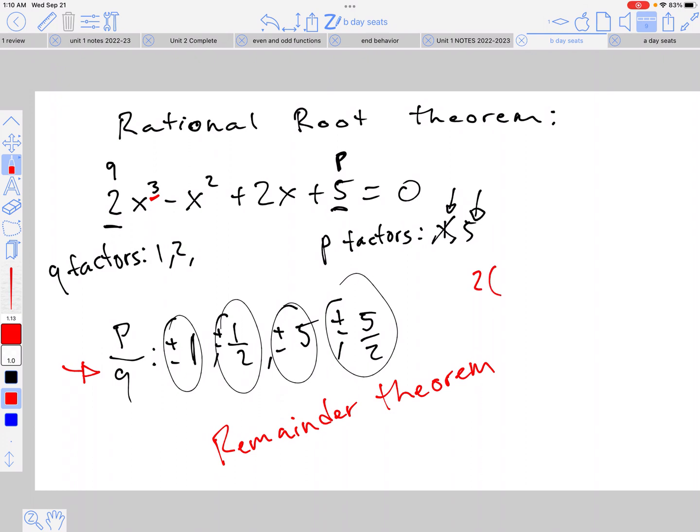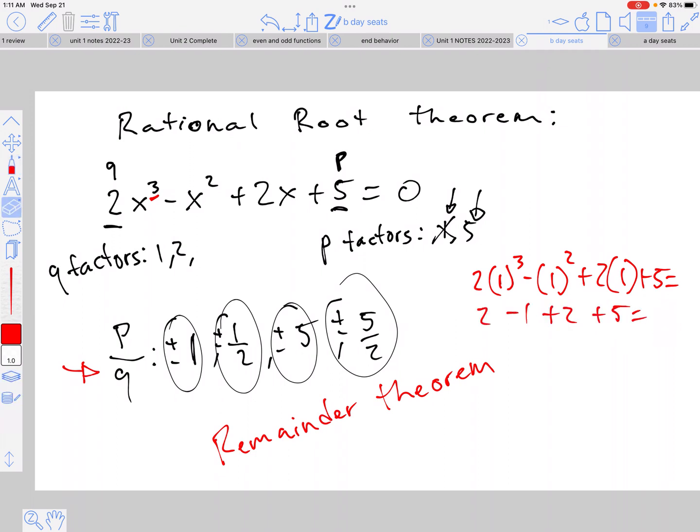So I'm just going to start with 1. 2 times 1 cubed minus 1 squared plus 2 times 1 plus 5 equals, well, hopefully it equals 0, because if it equals 0, then we know that it is a factor. Well, it's a root, but we can change it into a factor. All right, 1 cubed is 1, so that's 1 times 2 is 2, minus 1, plus 2, plus 5. That is not 0. So 2 plus 2 is 4, minus 1 is 3, 3 plus 5 is 8. So I know that positive 1 won't work.